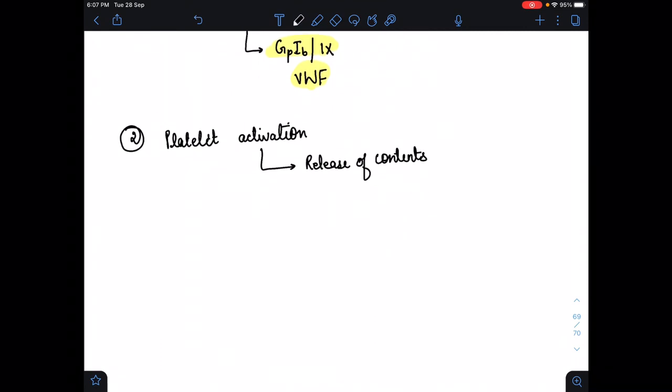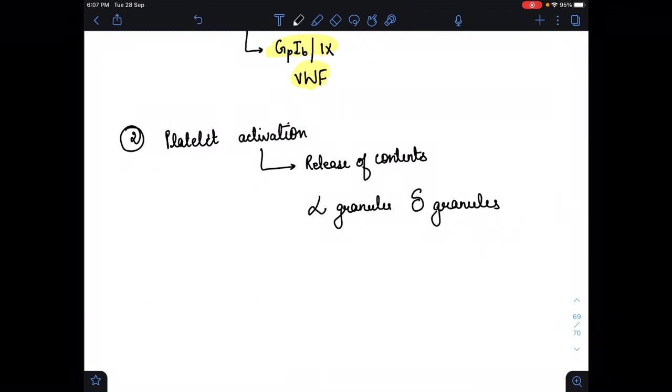So what is inside the platelet? In platelets we have the alpha granules and the delta granules. Alpha and delta granules are present in the platelets. From the delta granules, please remember, SAC will be released. Please remember that delta is like a sac.